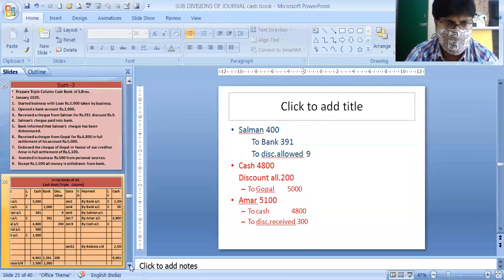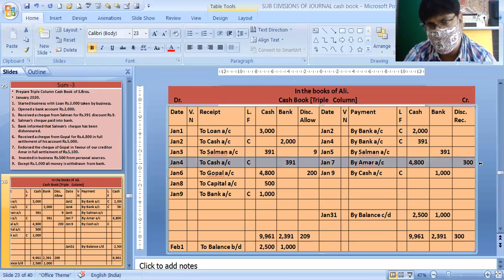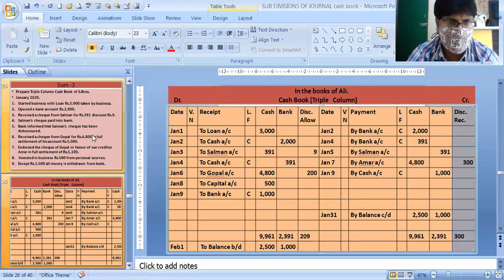So let's see now this one. Over here, by Amar, 4,800 in the cash column. We are transferring Gopal's check to Amar. So our cash box has reduced by this 4,800 rupees check. We have considered that check as cash. That's why it is coming under the cash column. And 300 is my discount received. The discount received column is showing 300 as credited.